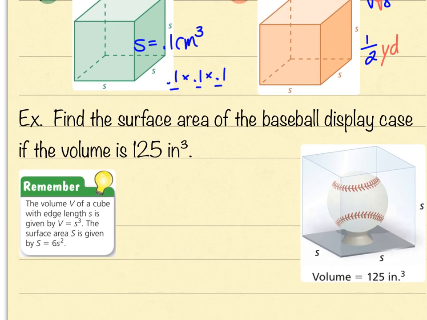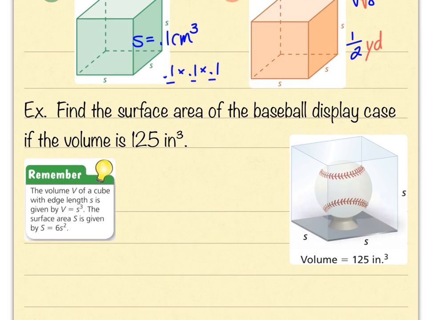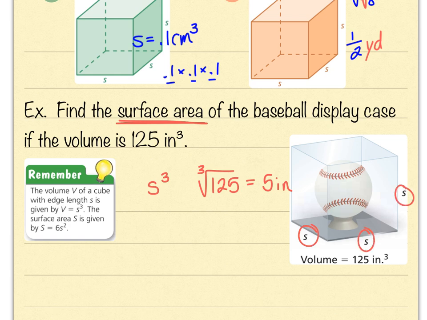For the next example, I've got a baseball in a case here. It says find the surface area of the baseball display case if the volume is 125. In order to find the surface area, I need to know what the side of the case is. Because the volume is 125, and to find the volume you would do S to the 3rd power, side times side times side, I'm going to cube root 125. And that's going to tell me that each side of the cube is 5 inches. So 5, 5, and 5.